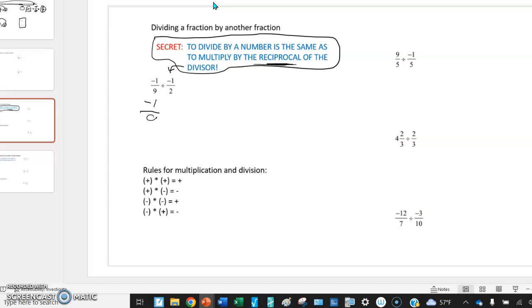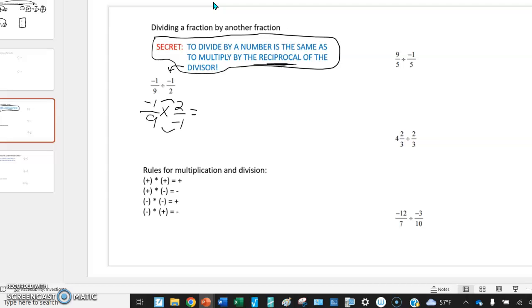All right, so it's negative 1/9 times... To divide is the same as to multiply by the reciprocal. So now you have 2/-1, which is the reciprocal. Right? So now let's multiply. If you multiply fractions, you multiply across.